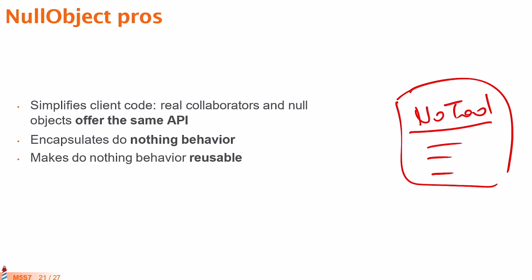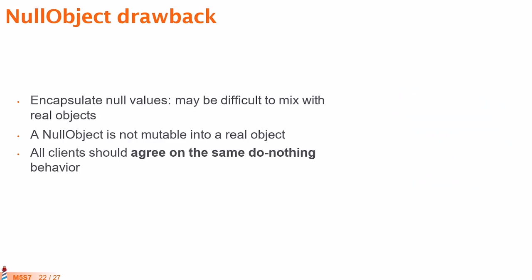Now, of course, as with every engineering decision, using null objects has benefits, but also disadvantages. It may not be easy to actually add null objects everywhere we need them. Sometimes it will be difficult when we have large object graphs, for example. Also, when we have a null object, we cannot just transform it into a real object later. And finally, all clients should agree on the same do-nothing behavior. It is easier, of course, if it has the same behavior for many parts of the application. Otherwise, we will have different no tools for different parts of the application.